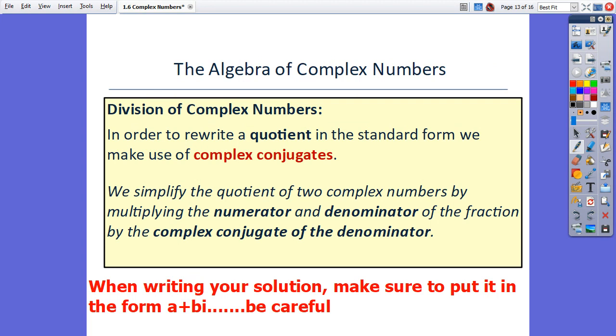In order to rewrite a quotient in standard form, we want to use the complex conjugate. And so we know what conjugates are. Just make sure to do it to the top and bottom. When you write your solution, make sure you put it in the correct form. So be very careful with this. I'm going to show you what I mean by that. And on Hawks, they're definitely going to be picky on how you do this. And so we want to make sure we write this properly.